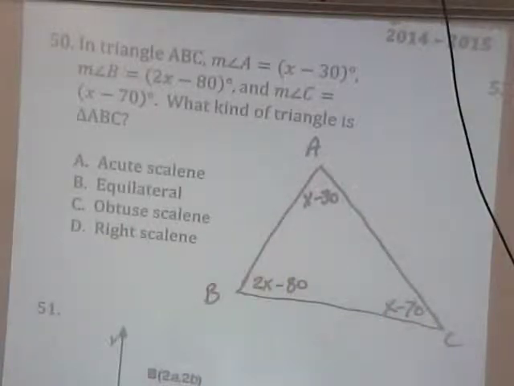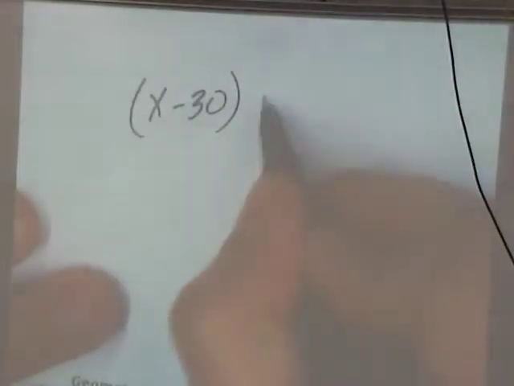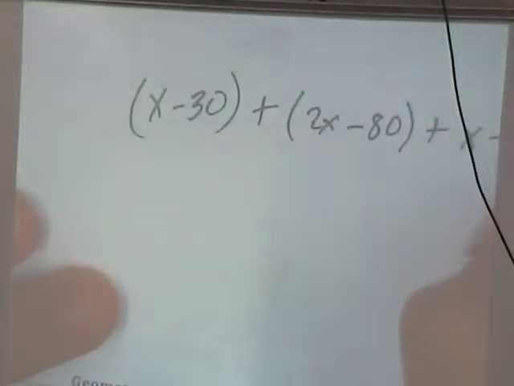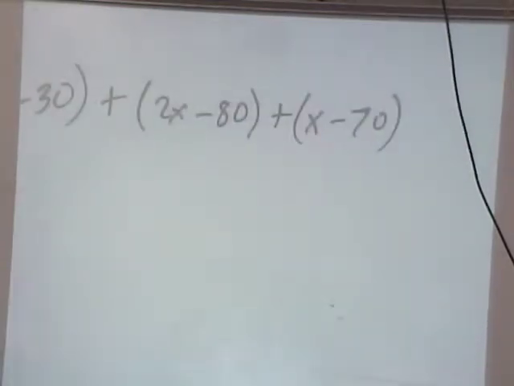Don't you plug it in? Plug x into the equation? I don't know what x is. What equation? Like 2x minus 80, x minus 30, x minus 70? Add them all up and what? These are three angles of a triangle. If I add them all up, what do I get?